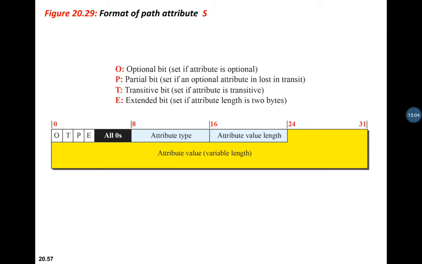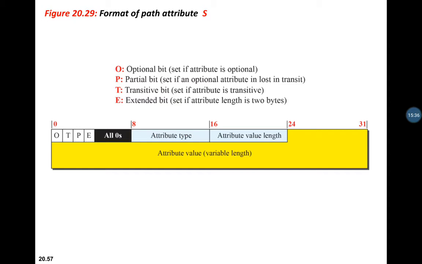This helps to inject the path information collected through the operation of eBGP and iBGP into the intra-domain routing protocol. Next is multi-exit discriminator. It is type 4. This discriminates among multiple exit paths to a destination. If a router has multiple paths to the destination with different values related to these attributes, the one with the lowest value is selected.